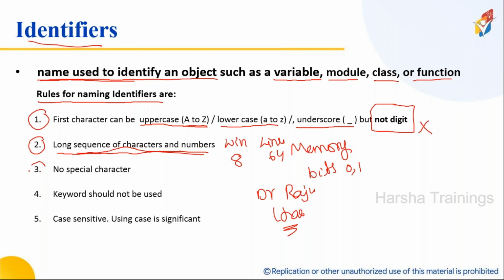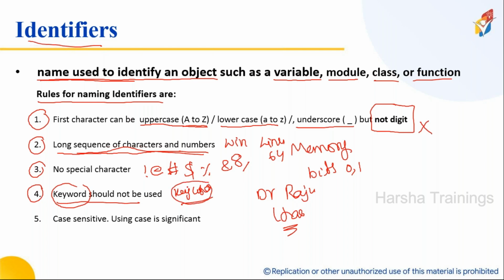The third one is you should not use any special characters like exclamation mark, at the rate, hash, dollar, percentage, star. The fourth one is that a keyword should not be used. What is a keyword? Every language comes with some keywords, that means the syntax and semantics of that word are already given to the programming language.